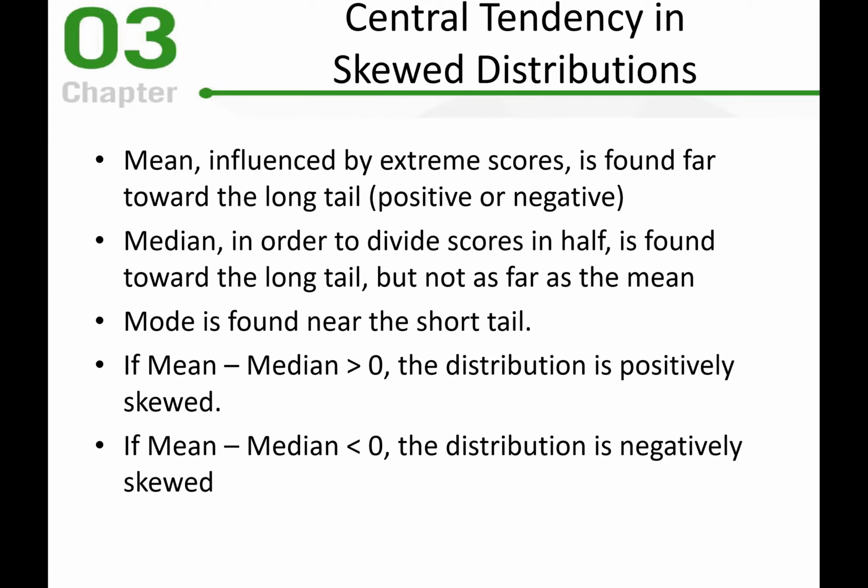So if you subtract the median from the mean and it is greater than 0, the distribution is positively skewed. But if you subtract the median from the mean and it is less than 0, the distribution is negatively skewed. Let's look at some examples of this to get a better picture of it.